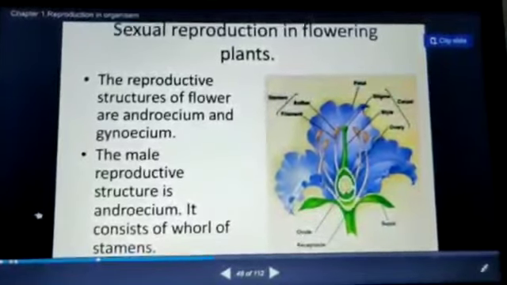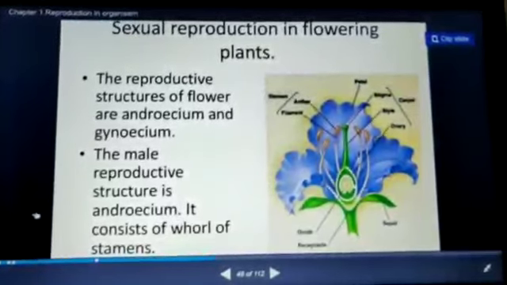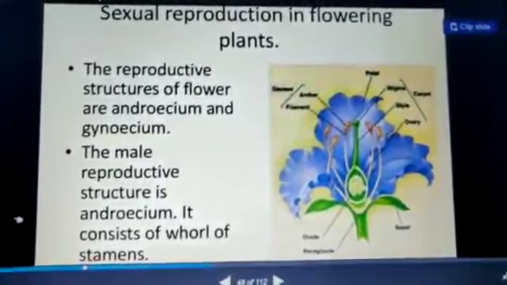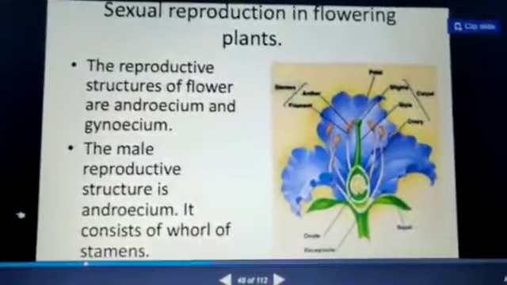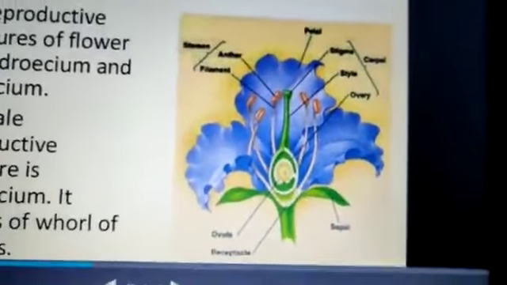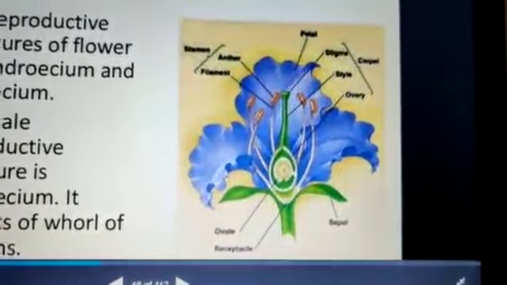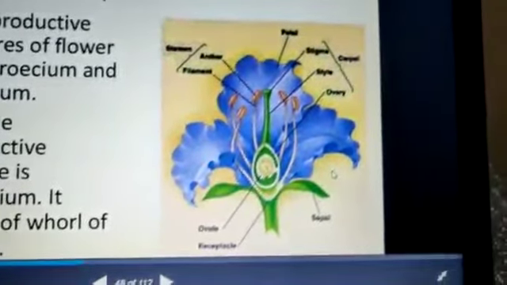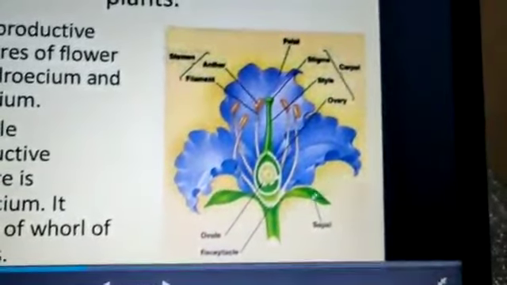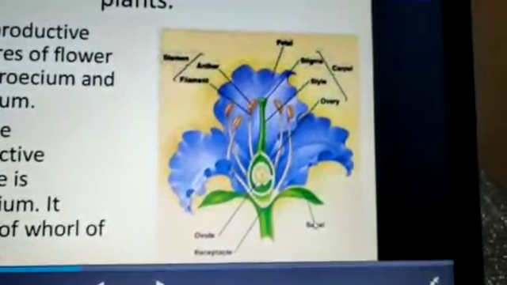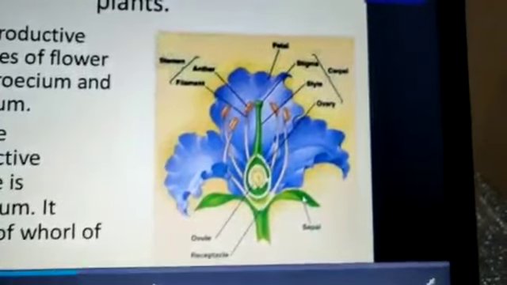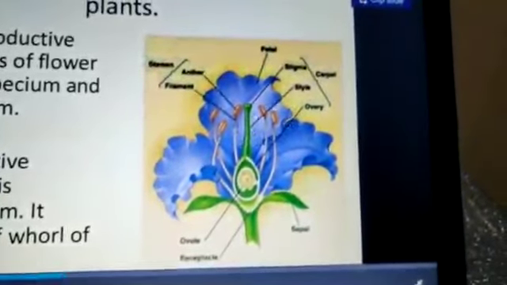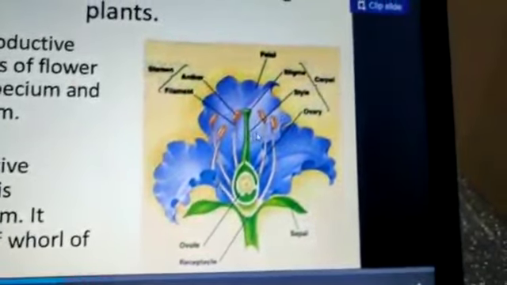You must recall the different parts of the flower. You are able to see on the screen the reproductive structures of the flower are androecium and gynoecium. Have a look at these first parts of a flower. There are 4 circles or 4 parts of the flower. The green leafy structure is a sepal. A collection of sepals is termed calyx. The colorful leafy part of the flower is a petal. A collection of petals is corolla.